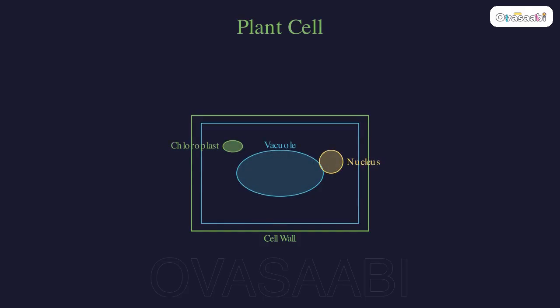A plant cell has everything an animal cell has, plus 3 extra structures: a rigid cell wall for support, a large central vacuole storing cell sap, and chloroplasts for photosynthesis.